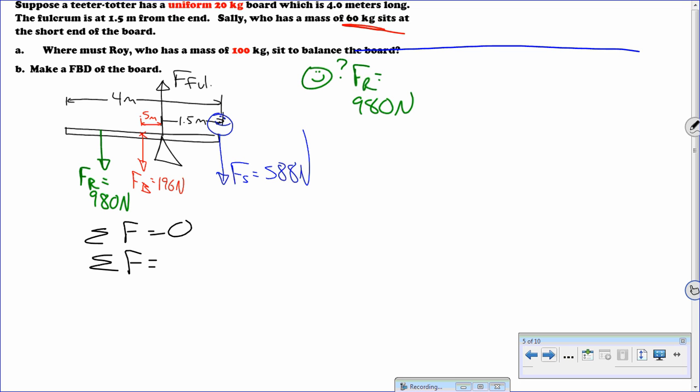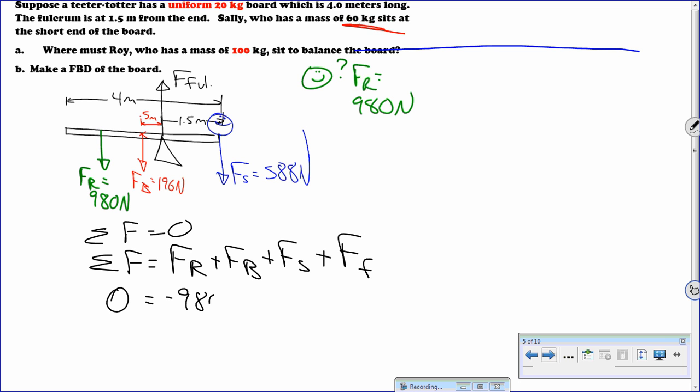So my net force would be the force of Roy, plus the force from the board, plus the force of Sally, plus the force from the fulcrum. And solve for your missing force. So my net force is 0. Force of Roy is 980 down. Force of the board is 196 down. Force of Sally is 588 down, plus the force of the fulcrum, and solve it. Notice I kept track of my signs, right? Anything that was down, I made a negative force. Anything that was up, I made a positive.